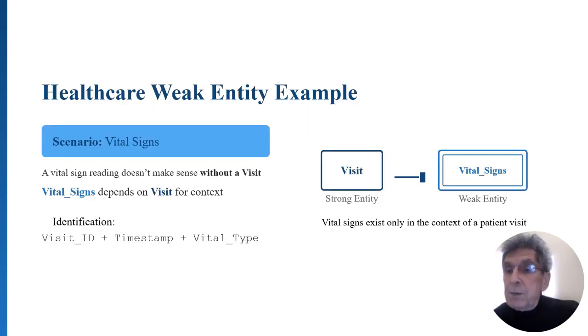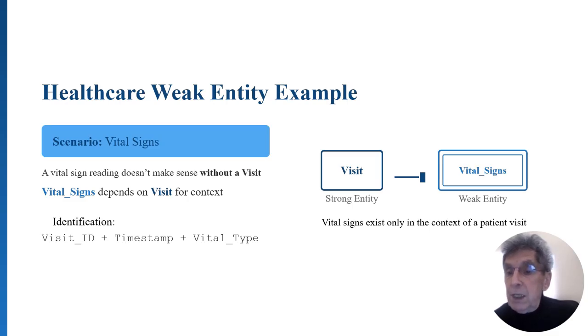Let me give you a healthcare specific example of a weak entity. Consider vital signs: blood pressure, temperature, heart rate, respiratory rate. A vital sign recording doesn't make sense without context. 120/80 means nothing on its own. Whose blood pressure? When was it taken? Vital signs depend on a visit for context. They're recorded during a specific visit for a specific patient.